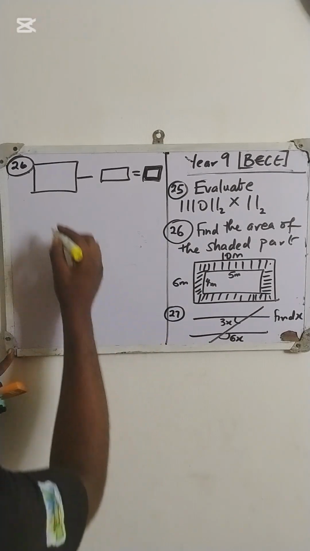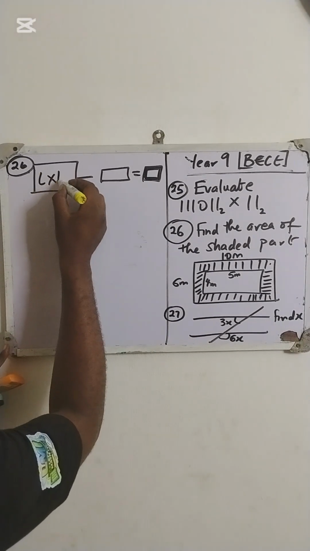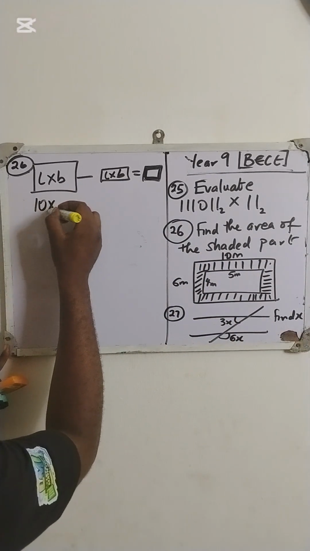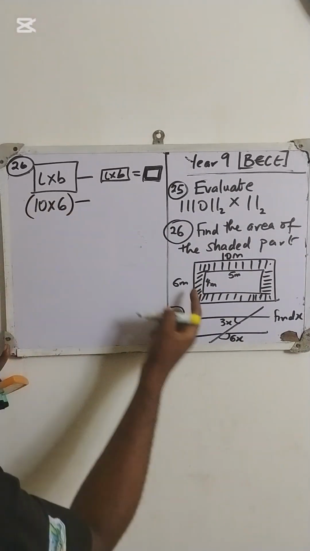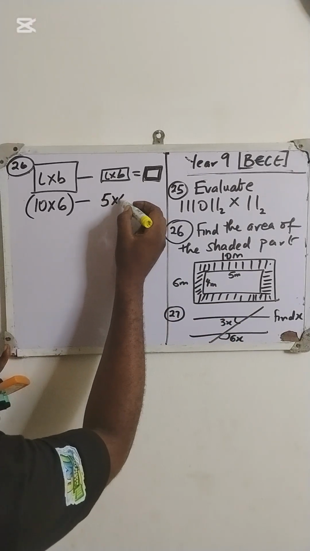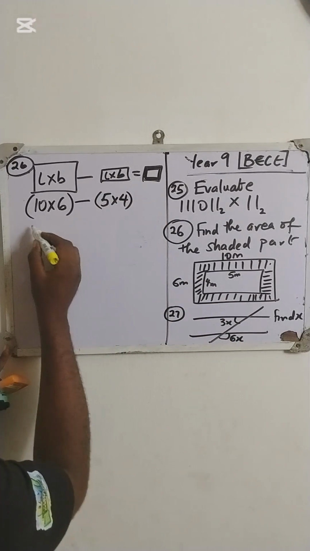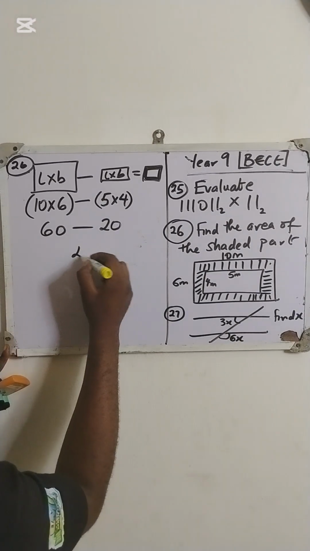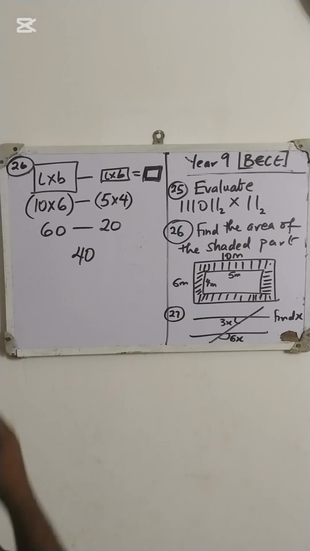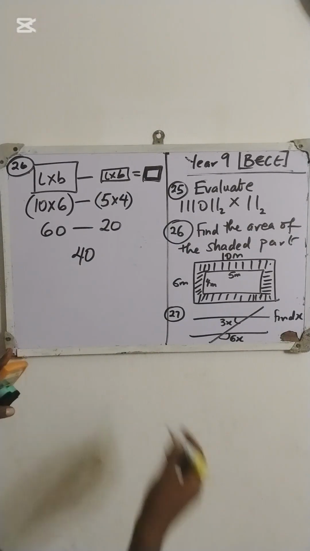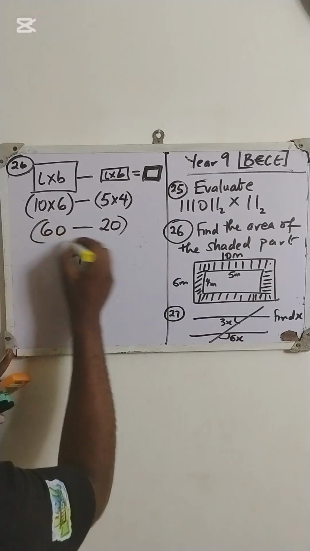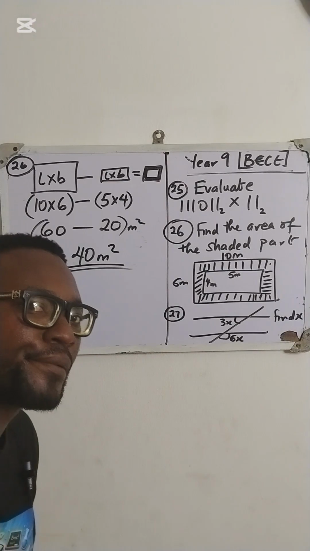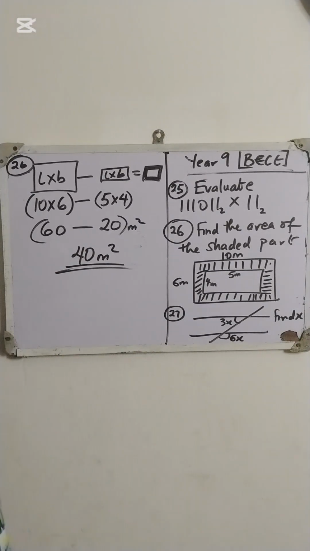So since it's area, let's find the area of the big part. Length times breadth. We find the area of the small one, length times breadth. The length here is 10 times 6 minus 5 times 4. So 10 times 6 is 60, minus 20, so we have 40. That's it. Since it's meters, it is meter square, as the area of the shaded part.